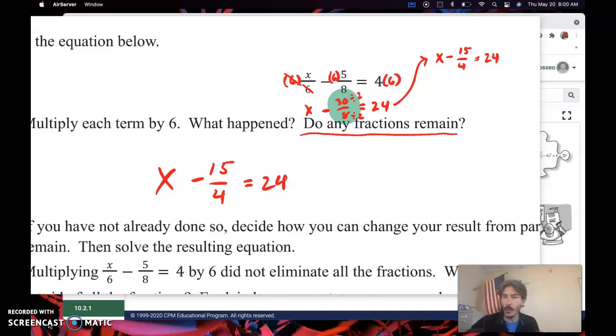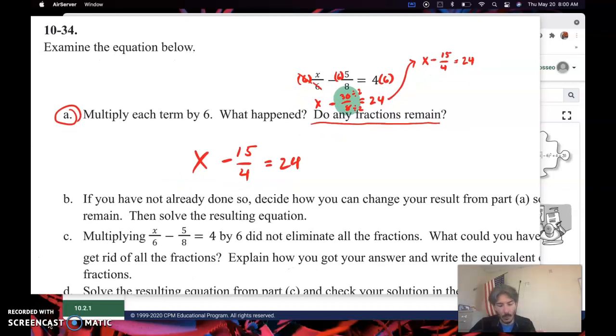I know that because 4 goes evenly into 16, and there are no consecutive integers with common factors, right? So 15 and 16 don't have a common factor of 4. So I can't divide 15 evenly by 4. Well, golly gee, now what do I do? Well, that's what part B is going to lead me to. It says, if you haven't already done so, decide how you can change your result from part A so that no fractions remain, and then solve the resulting equation.